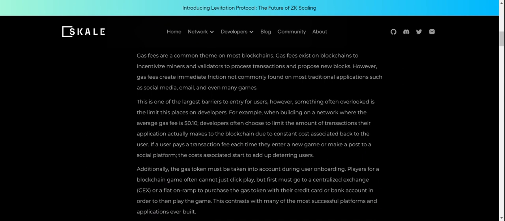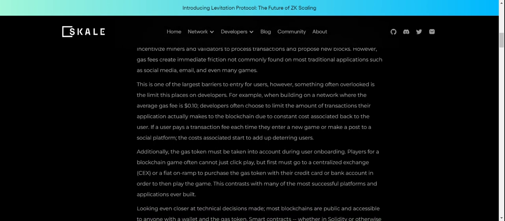E get some things wey we no dey pay attention to, wey we dey overlook. Na im be the limit wey dis gas fee dey cause for developer. For example, when person wan build on top one network where their gas fee na like 10 cents, the developers fit choose the limit, the amount of transaction wey their application fit make for the blockchain due to the constant gas fee wey dey associated to the user.